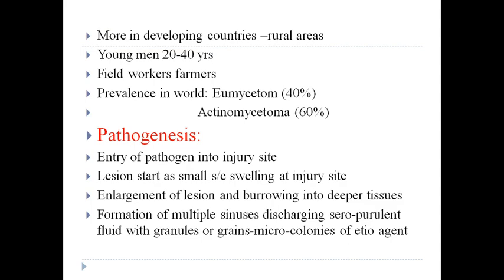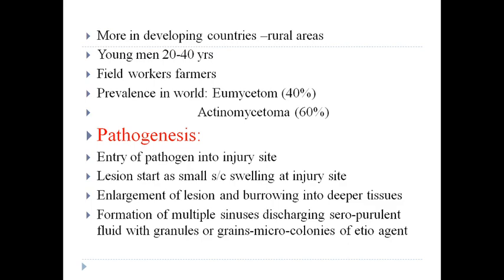When we talk about the pathogenesis, how the disease sets in, there is entry of the pathogen into the skin or subcutaneous tissue by injury. At the injured site there is entry of the pathogen, and subsequently there is development of a lesion, which usually starts with a papule and then a subcutaneous swelling, which then enlarges in size. Then burrowing of the lesion deep into the tissue can occur, and sometimes fascia and bone can also be involved, and then there is tumor-like growth, that is known as tumefaction.